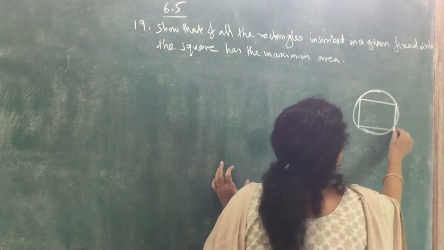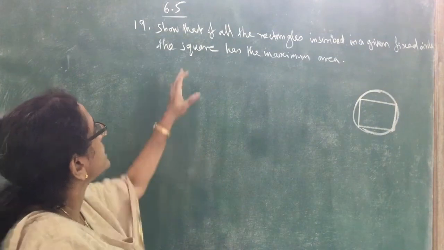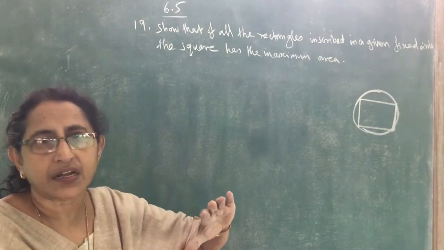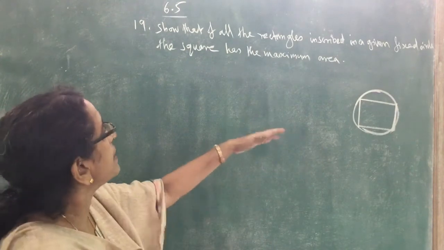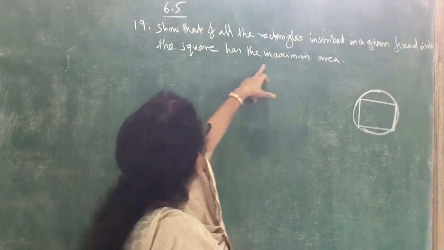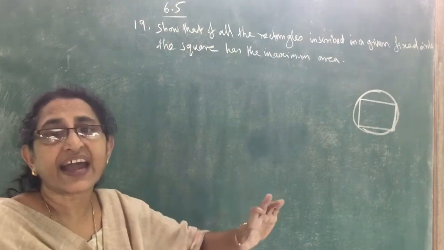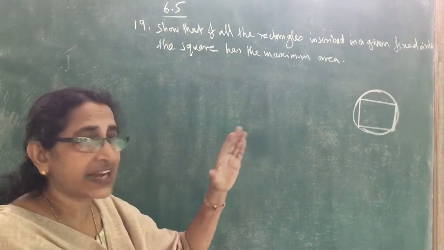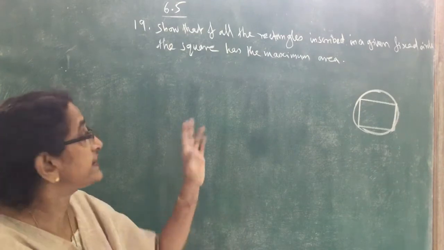So this is the rectangle inscribed in the circle. We have to prove that of all the rectangles inscribed in a given fixed circle, the rectangle has maximum area when it is a square. So of all the rectangles, the square has the maximum area.